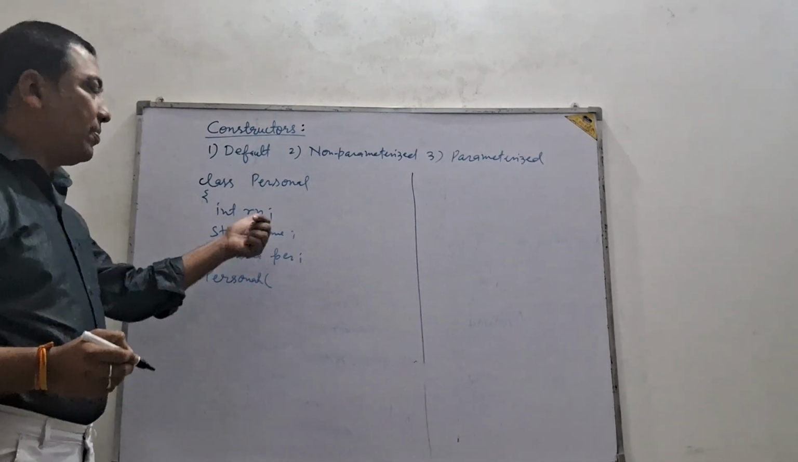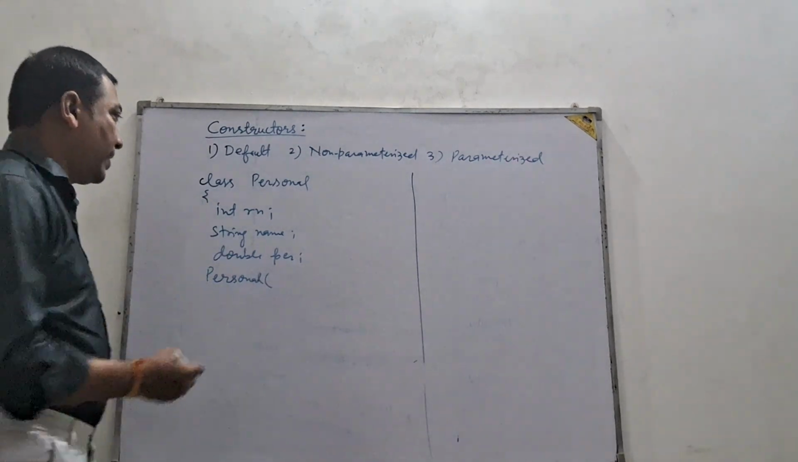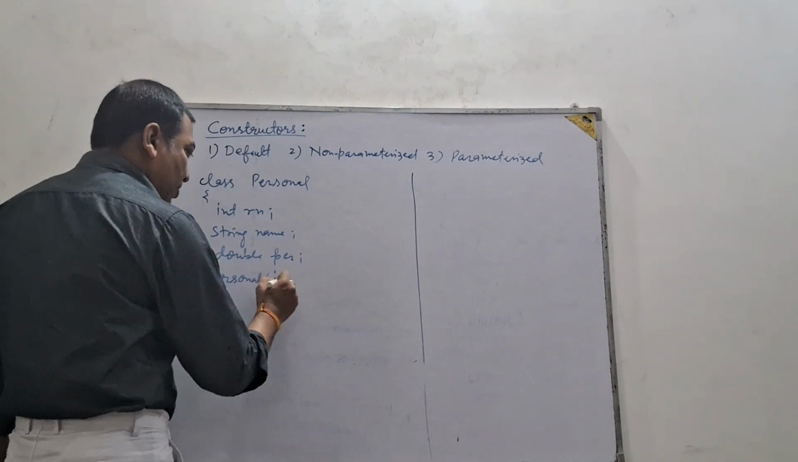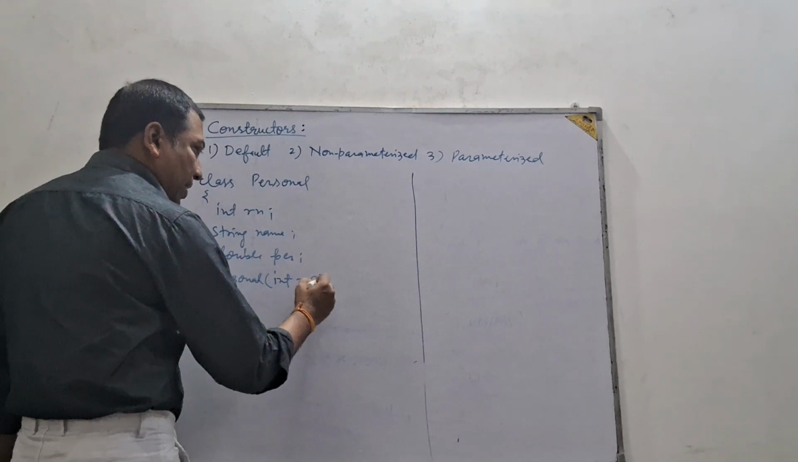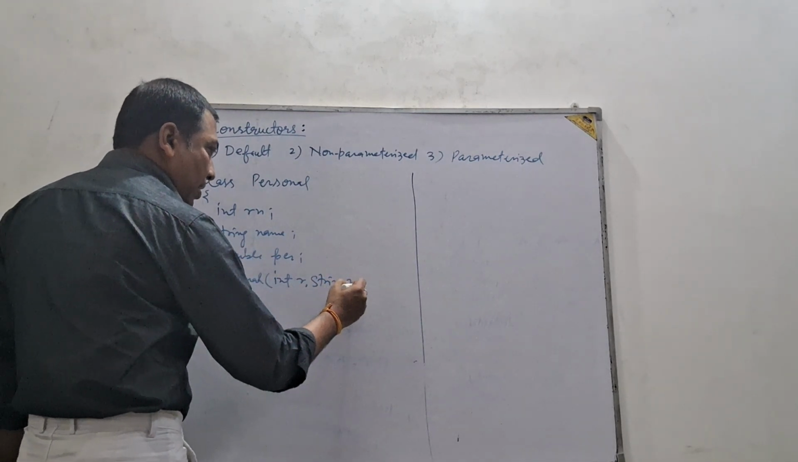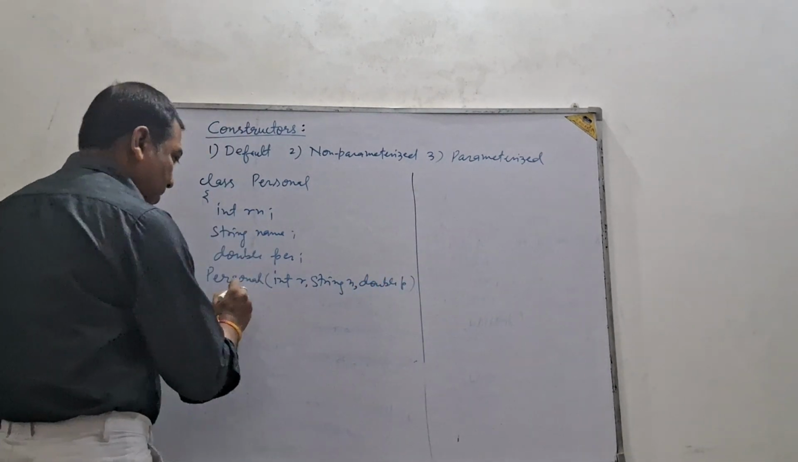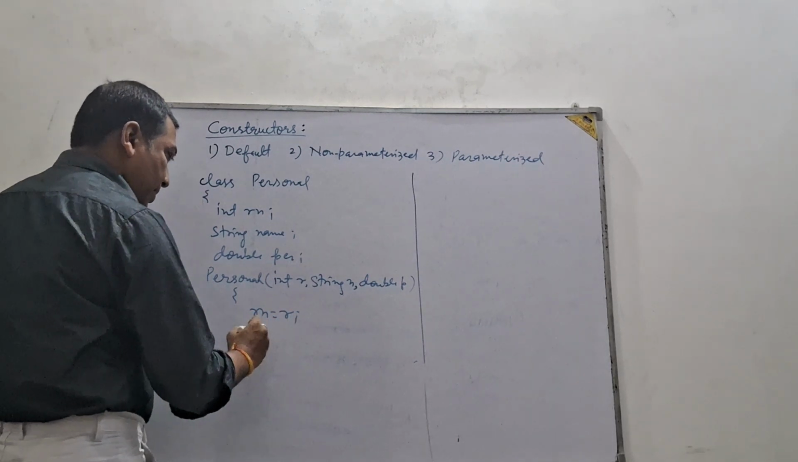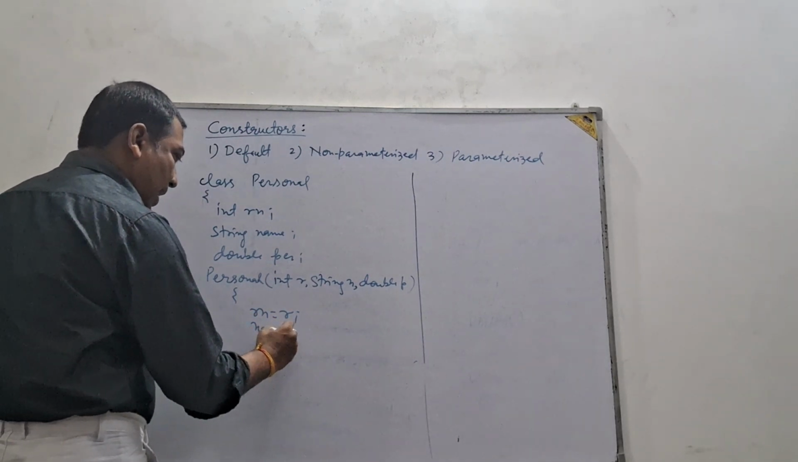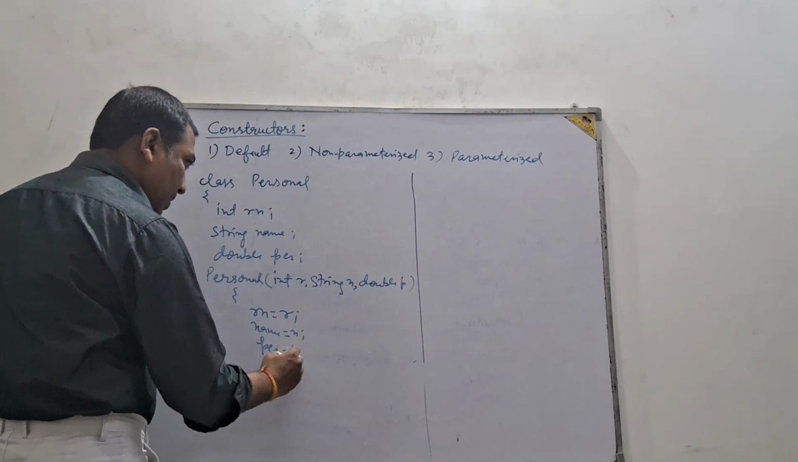so how many instance members are to be initialized? That many arguments or parameters are required. Like here one parameter you will take for the roll number, one parameter for the name and one parameter for the percentage. Okay. Now in roll number we will store R, name we will store N and percentage we will store P.